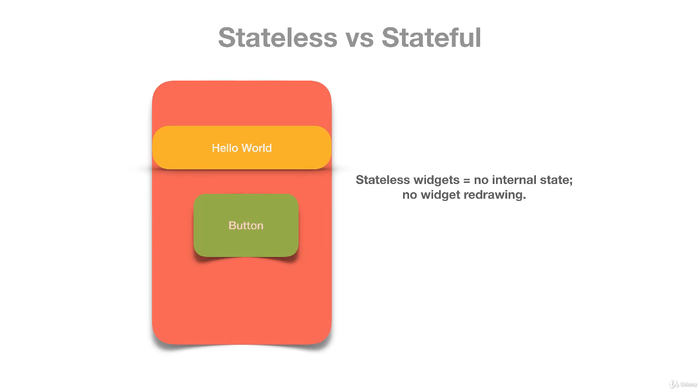Which means if you put a button on the screen, just a simple button, and you hot reload or run the application, each time you're running this application, this state doesn't change because there is no internal state for this button, because there's no need to redraw them when something happens. Okay? This is what a stateless widget really is.